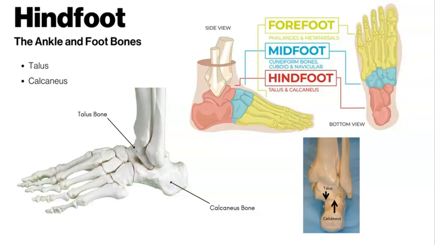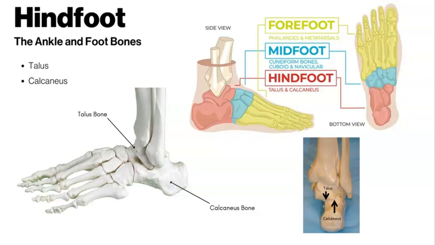The bony structure of the hindfoot is these two bones that we have on the screen, the talus and the calcaneus. The talus or ankle bone is positioned between the tibia and the fibula, and it forms the talocrural joint or ankle joint with the tibia and fibula, allowing for up and down movements. Basically, it is dorsiflexion and plantar flexion.